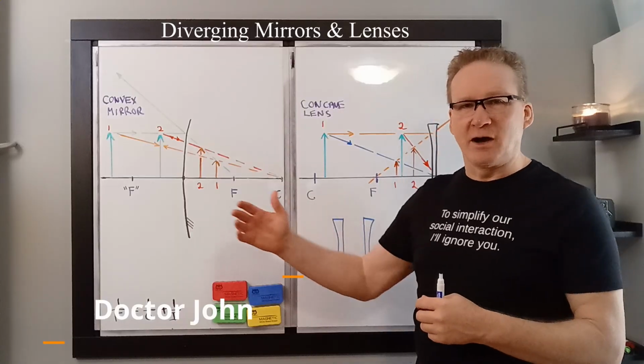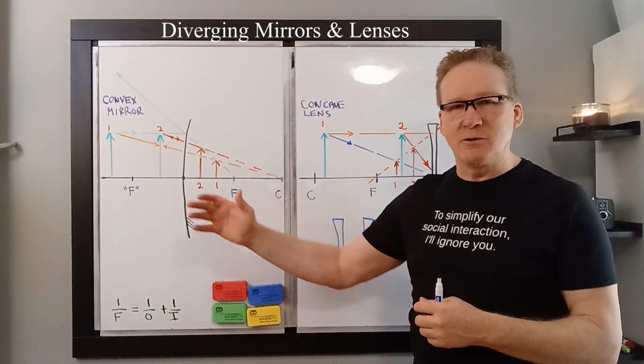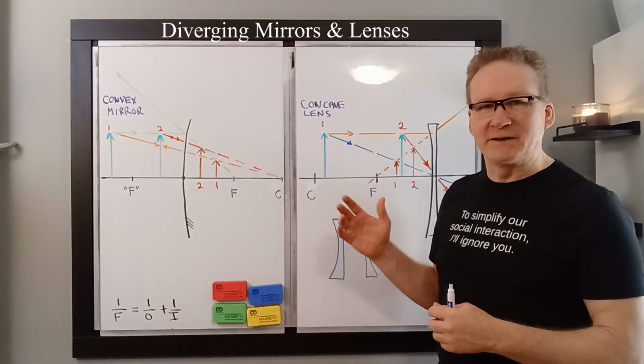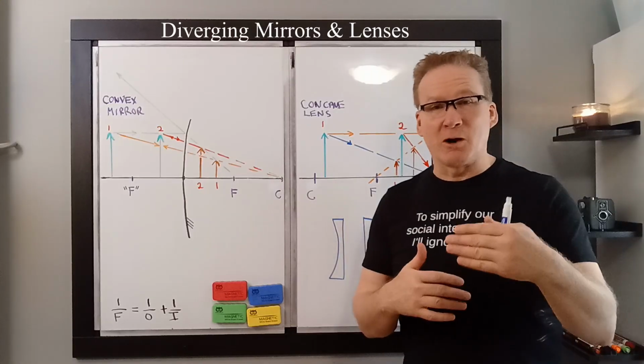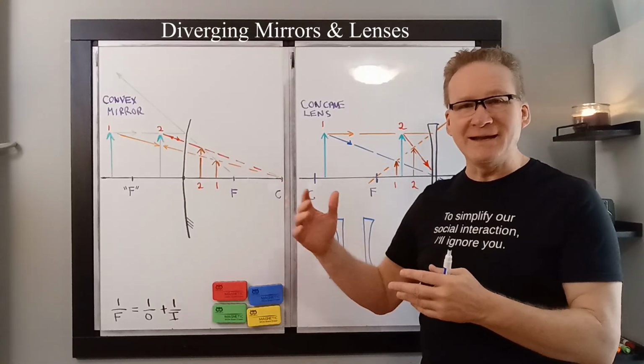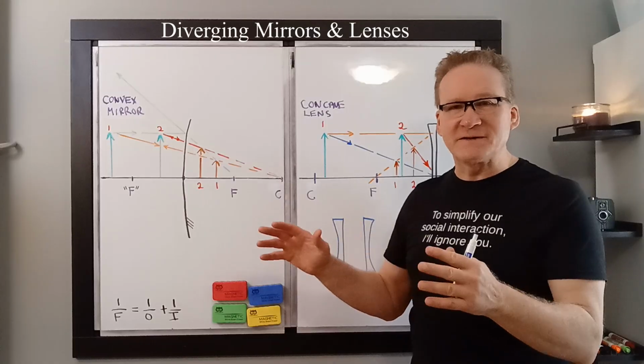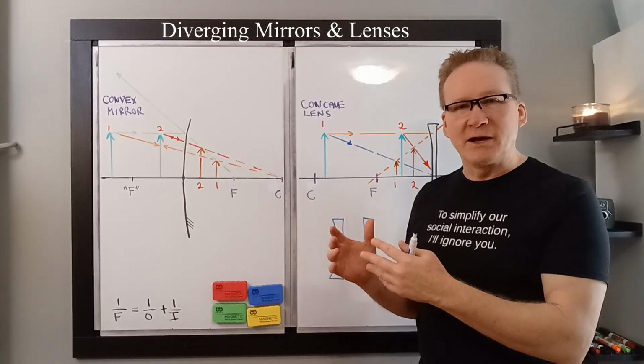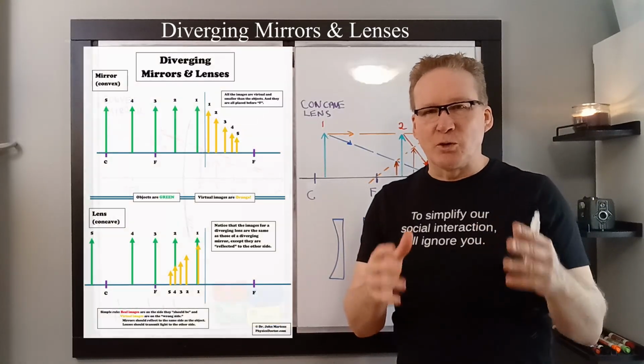Today we're going to be talking about diverging mirrors and lenses. On the board here I've drawn an example of a diverging mirror with several different objects and a diverging lens with several different objects, and as we walk through this you're going to see that these are completely analogous to each other. They're very, very similar. If you understand the one, you will understand the other.